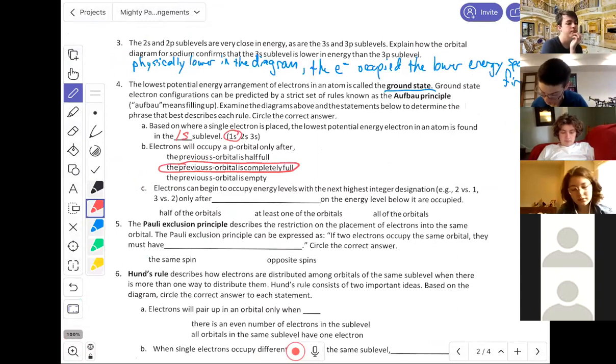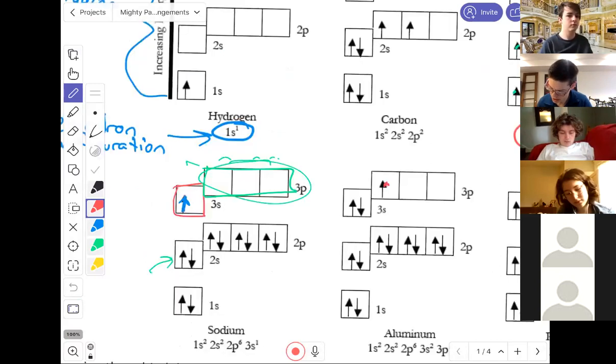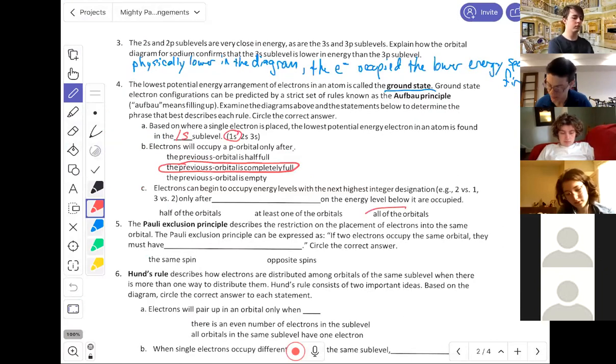So it says electrons can begin to occupy energy levels with the higher number only after which of these things? Half the orbitals below it are filled, all of the orbitals are filled, or at least one of the orbitals is filled? So half, one, or all? All. All right, so again, you have to fill up all of the orbitals. You can't leave any gaps in your electron configurations. You have to fill up as you go along.